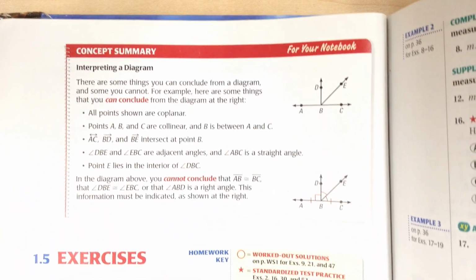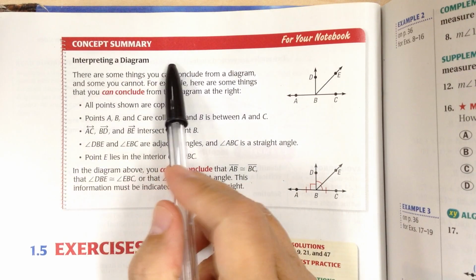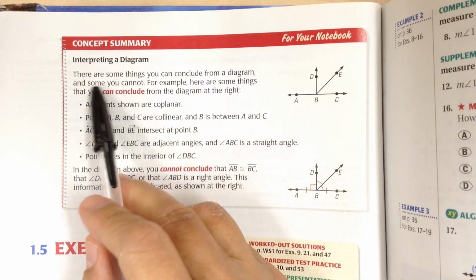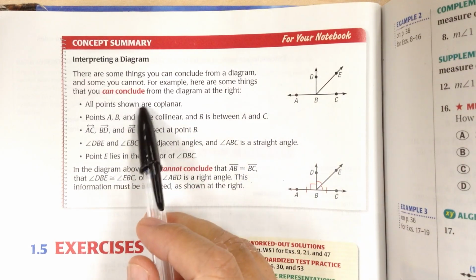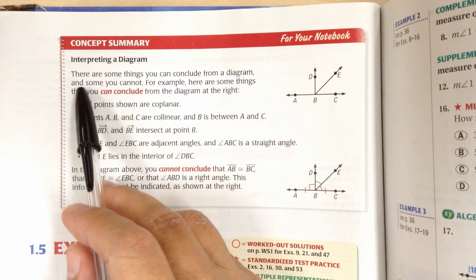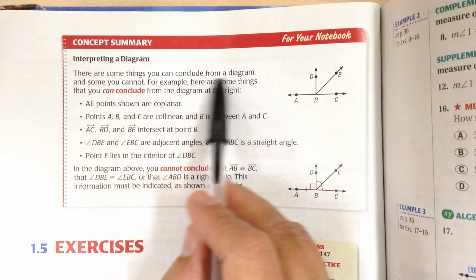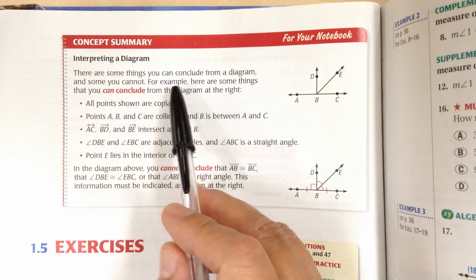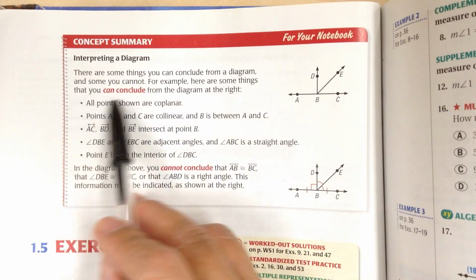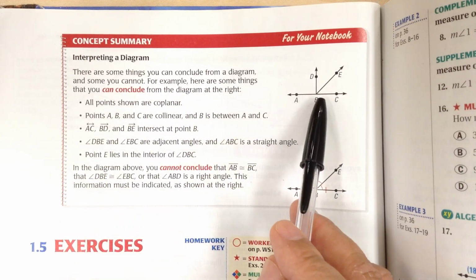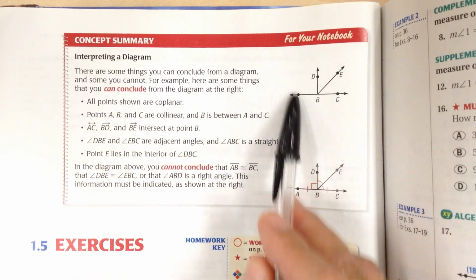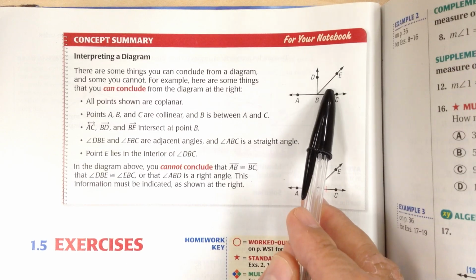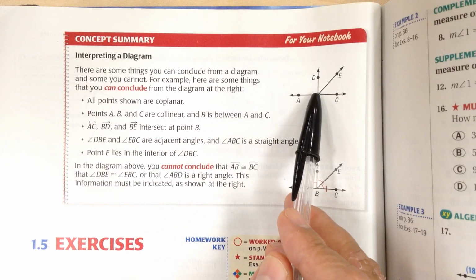Now let's review some of the important concepts over here. Interpret diagram. Again, this is for your notebook, so make sure you have that in your notebook. This is on page 38. It says there are some things that you can conclude from a diagram, and some you cannot. For example, here are some things that you can conclude from the diagram at right. It says all points are coplanar, meaning all the points are on the same plane. That you can conclude.